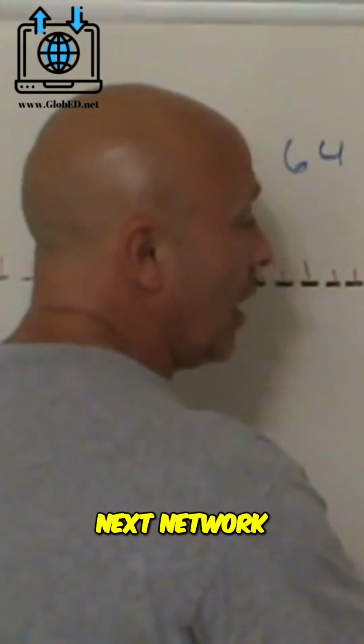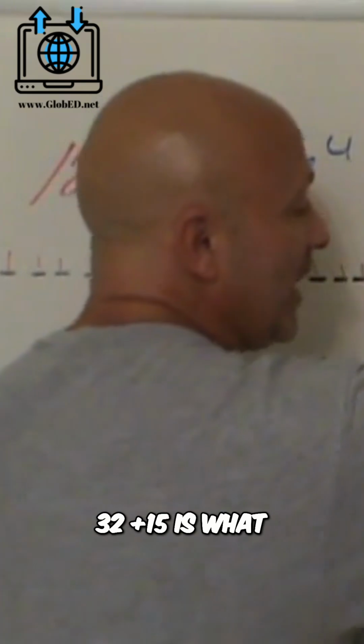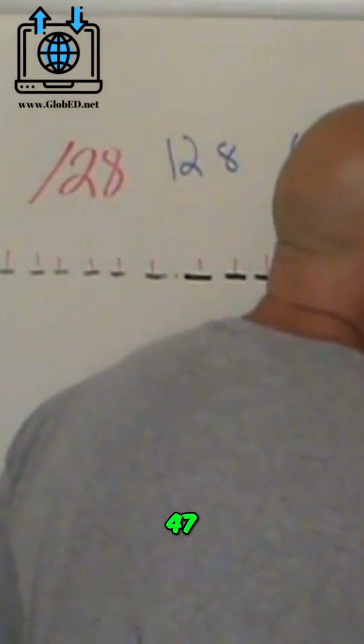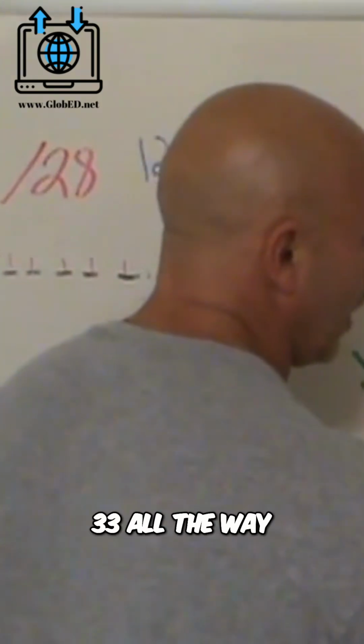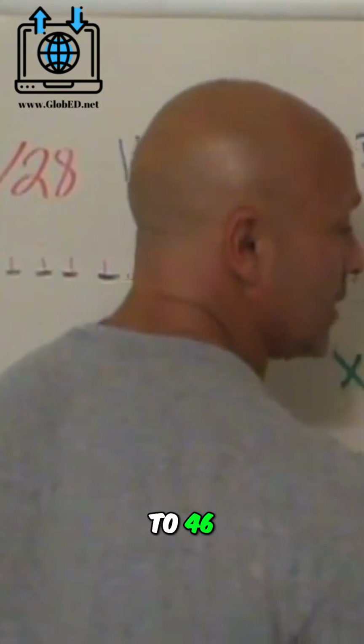All right, let's go to the next network. 32 plus 15 is what? 47. That is the broadcast address. Okay? So the usable range is from 33 all the way to 46.